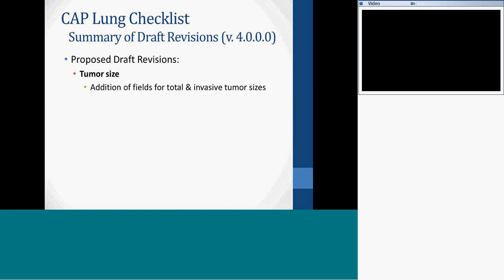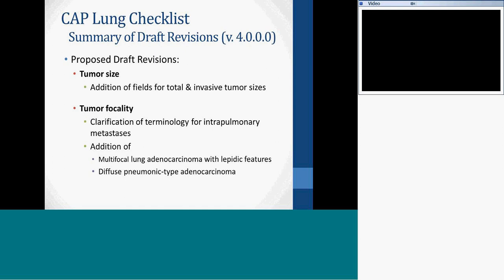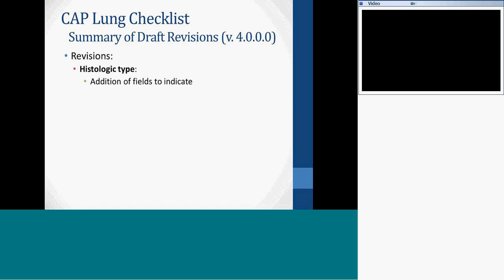There are some changes to the field related to tumor focality, clarification of terminology for intrapulmonary metastases and synchronous primaries, and addition of a couple new categories in the tumor focality section, namely multifocal lung adenocarcinoma with lepidic features and diffuse pneumonic type adenocarcinoma. Also, a few minor revisions to the histologic type, which I'll discuss again in more detail later.